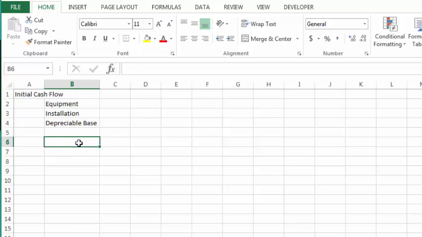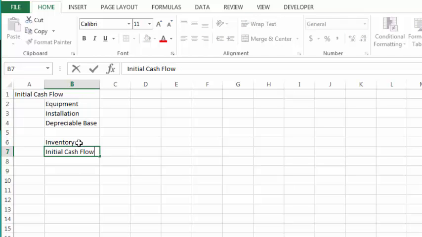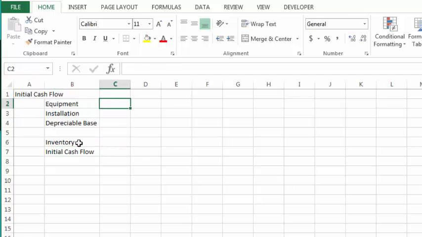I'm now going to skip a line and say inventory. Skip another couple lines. Well, no, I can just drop down one and then say initial cash flow. So the equipment was $150,000. The installation was $20,000.